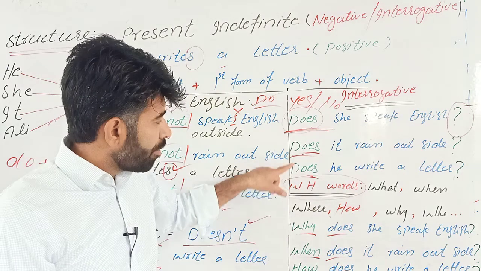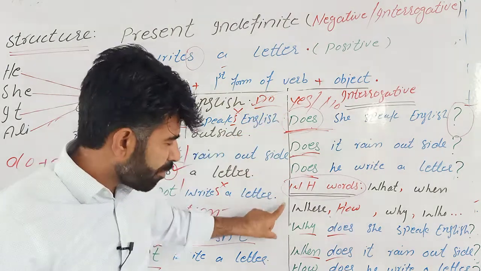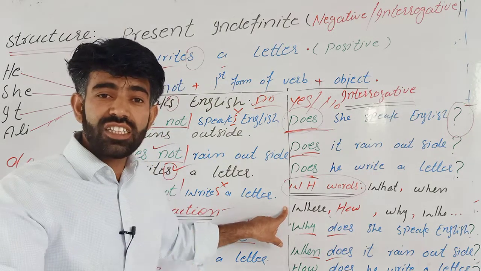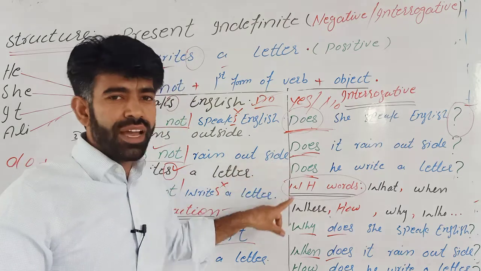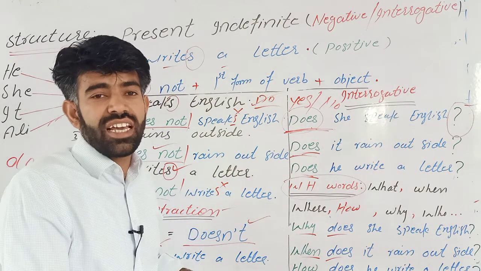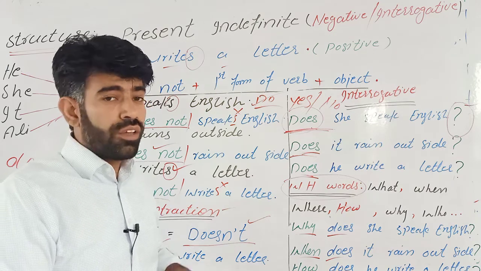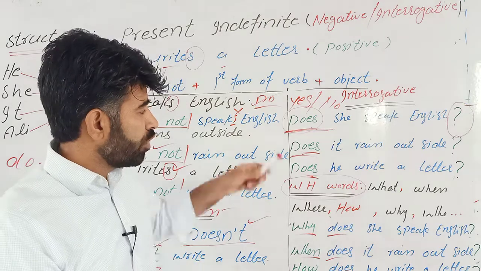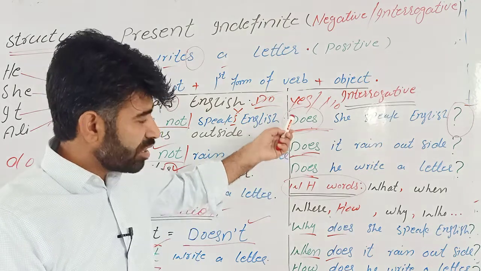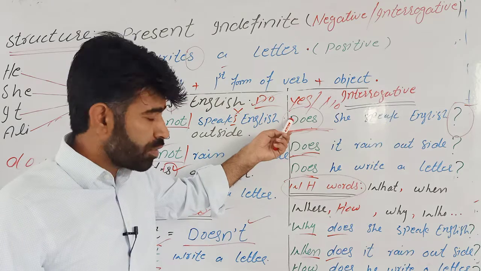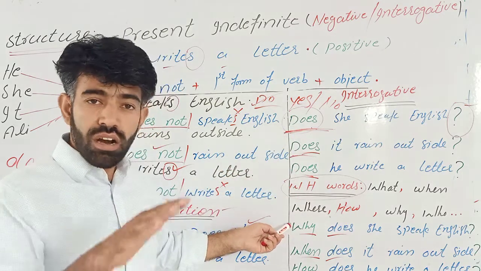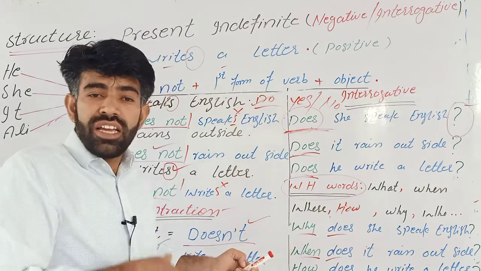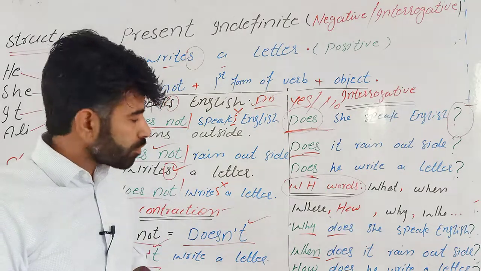Okay, and we can make questions with helping verbs and questions with WH words in present indefinite tense. This is not just for present indefinite tense. We can make questions with helping verb and WH word in every tense. You will observe this in the coming lectures, in the coming tenses as well. But you have to understand that these are not different tenses. These questions with helping verb and questions with WH words are part of present indefinite tense, and the same thing will happen in the rest of the tenses as well.